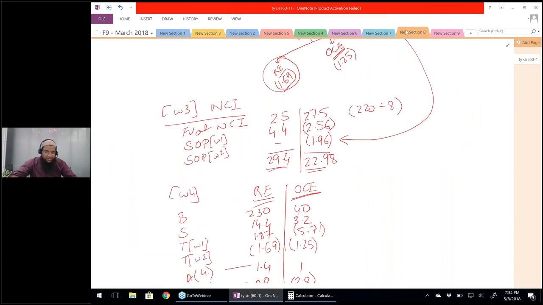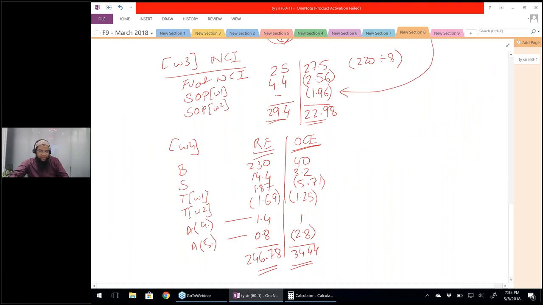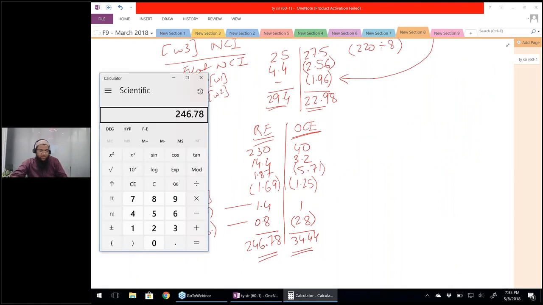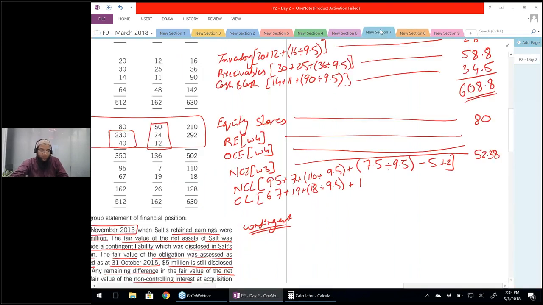And retained earnings are 246.78, and OCE is 34.44.